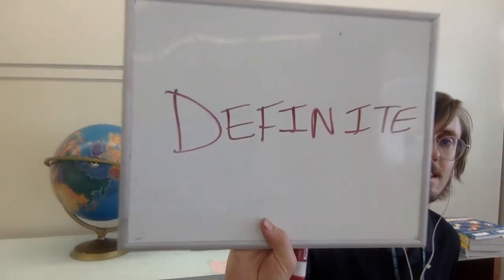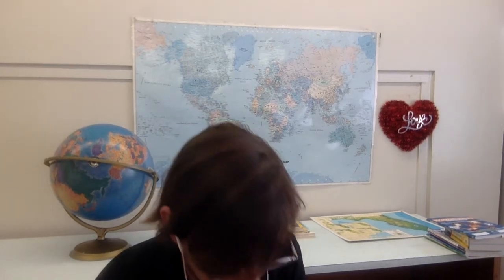Definite. D-E-F-I-N-I-T-E. Definite. Definite is a word that we use for something that is secure. You're certain. You say, yes, this will happen, or this is true. It's solid, it's secure. Okay? It's something that makes you feel certain.